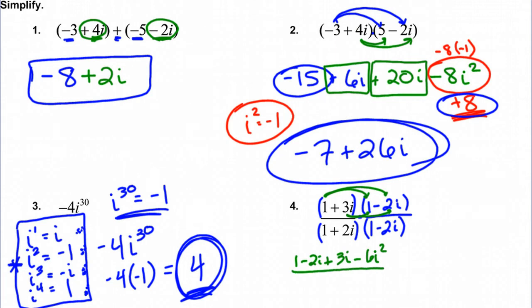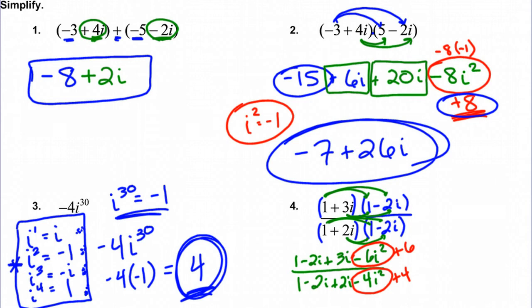Continuing on the bottom, you've got 1 times 1, which is 1. 1 times -2i, which is -2i. And then you've got 2i times 1, positive, so that would be positive 2i. And 2i times -2i, which would be -4i squared. Now again, like we said, the i squared is going to change to -1. So this -6i squared actually becomes plus 6. And on the bottom here, -4i squared becomes plus 4. And that's basically what that i squared change into -1 does. It changes the sign of that term, and the i disappears.